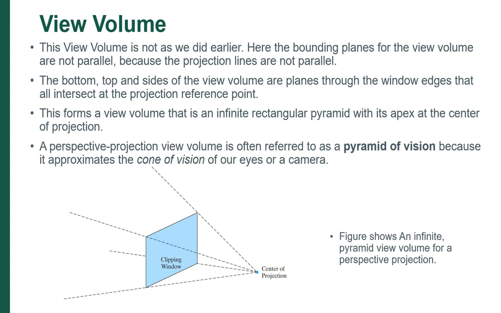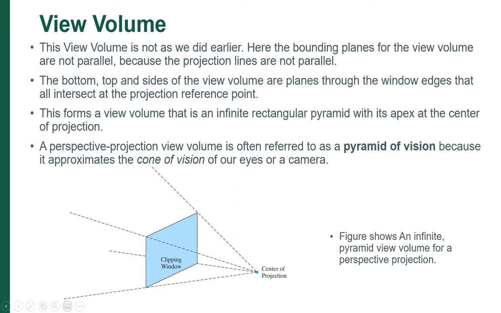Here also we will talk about the view volume. The view volume is not as we did earlier. Here the bounding planes for the view volume are not parallel, because the projection lines are not parallel. The bottom, top, and sides of the view volume are planes through the window edges, and all intersect at a projection reference point, which is the center of projection. This forms a view volume that is an infinite rectangular pyramid with an apex at the center of the projection. Here we can see it goes for a long distance, and we can find that it's an infinite rectangular pyramid.